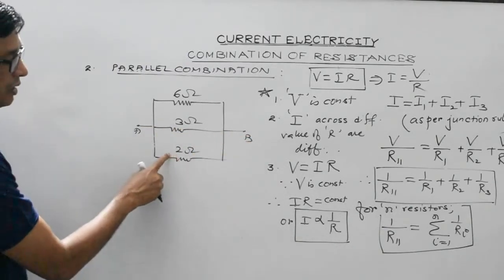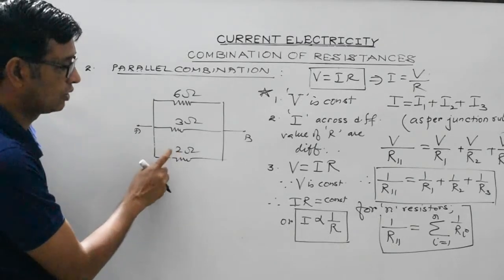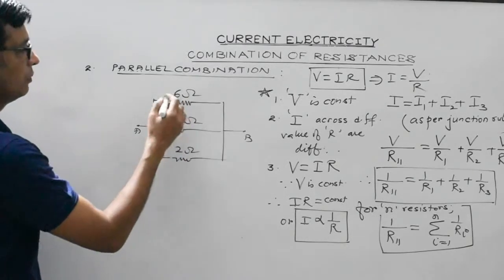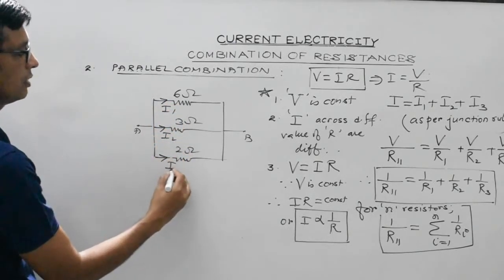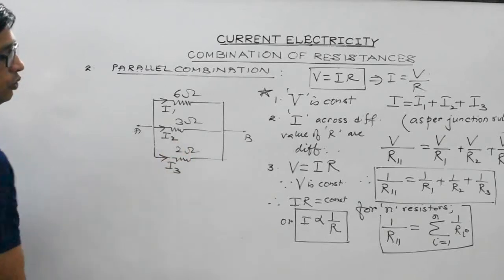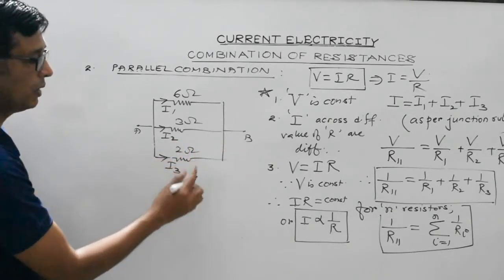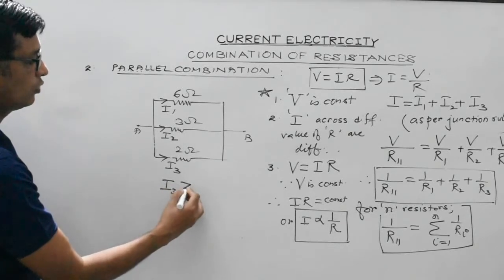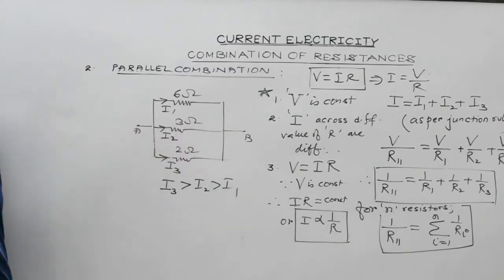So this resistor is having the least value of resistance, so the current flowing through this would be maximum. Suppose it is I1, it is I2 and it is I3. So the resistor offering the least value of resistance, the current flowing through that would be maximum. So I3 would be maximum while I1 would be minimum.